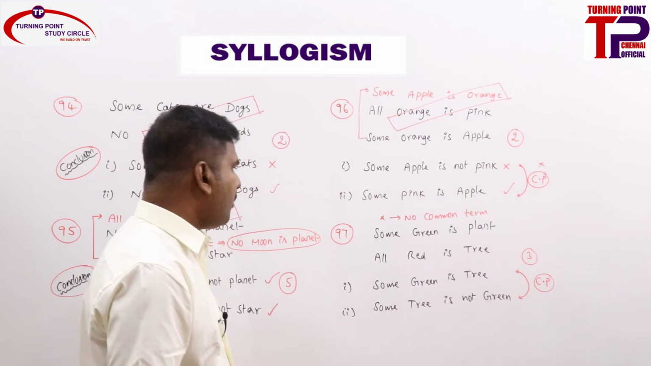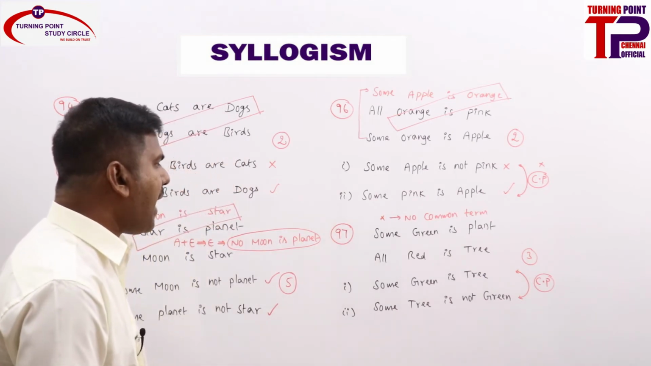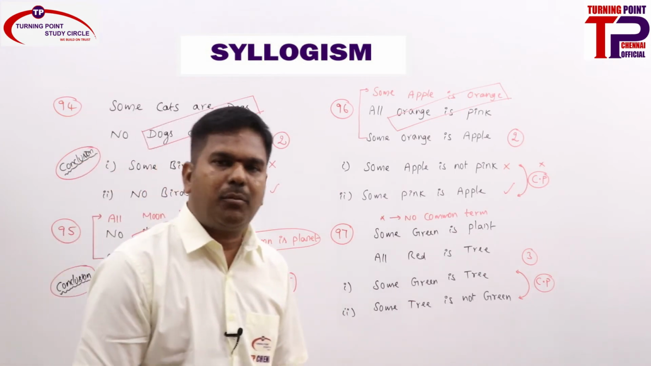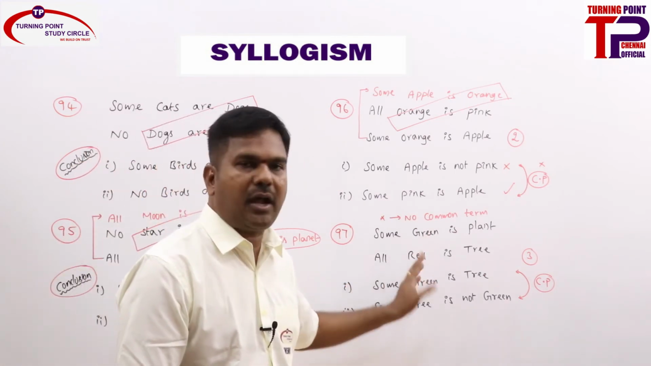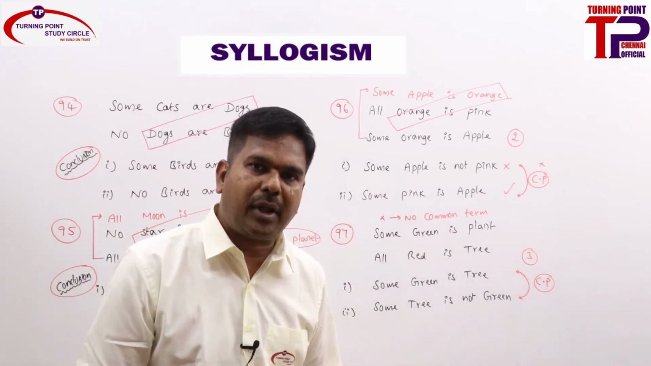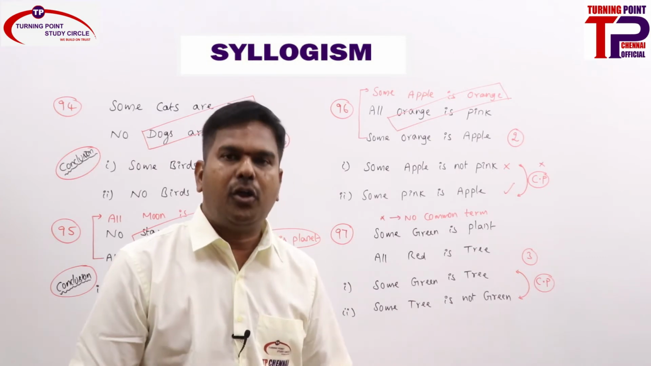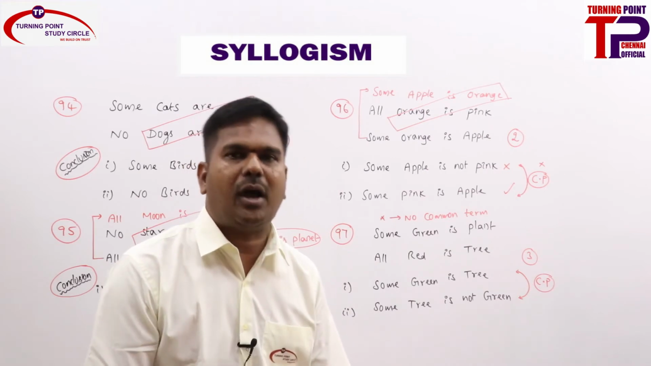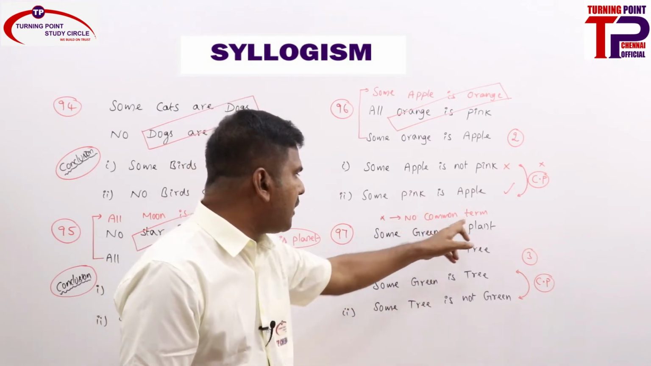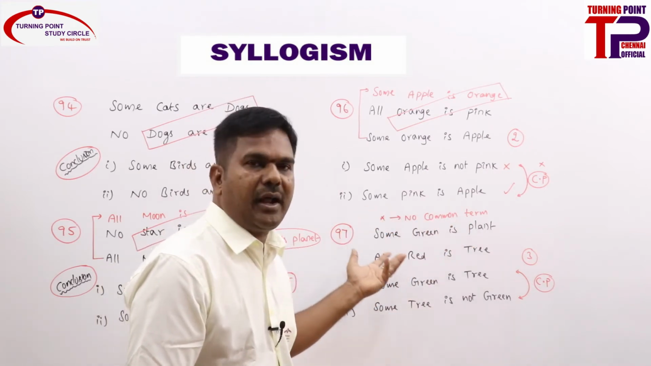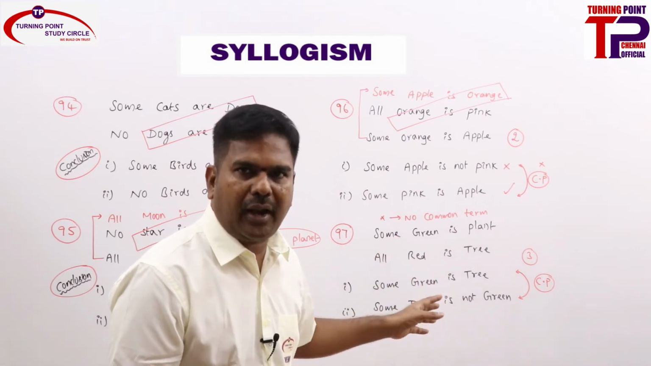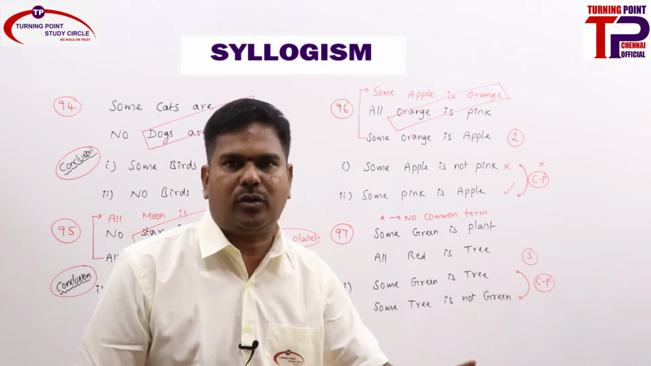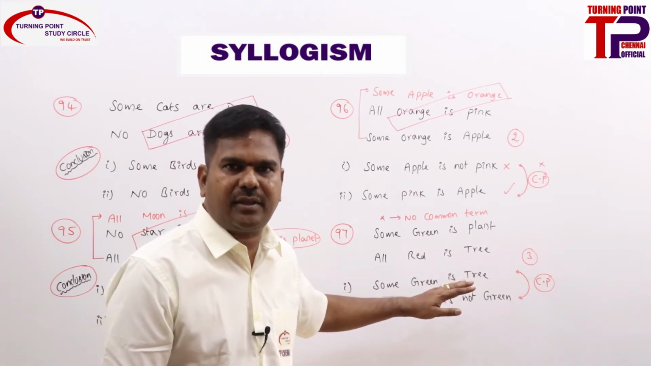Clear? Now 97: some green is plant, all red is tree. No conclusion. Why? Because by looking at that one, we can tell that it has not been properly aligned. Why is it not properly aligned? Can you make proper alignment? No, because there is no common term at all. So we cannot even make proper alignment. What we need to do, based on the rule based one, whatever is there, that is ruled out. Come to direct immediate inferences.